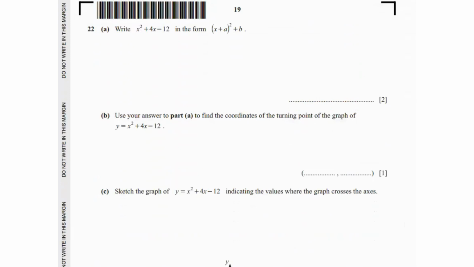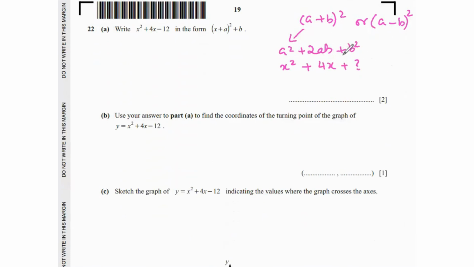Then it says write x squared plus 4x minus 12 in the form of (x plus a) whole squared plus b. So you have to convert this into completing the square form. You need to remember that completing the square form is either (a plus b) whole squared or (a minus b) whole squared. Over here, since it's plus, that's going to be a squared plus 2ab plus b squared. This is what you get when you expand (a plus b) whole squared. So a squared is our x squared, 2ab is our 4x, and b squared is what we're trying to find.